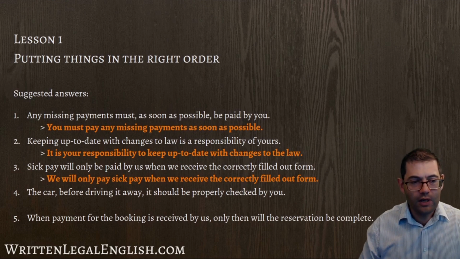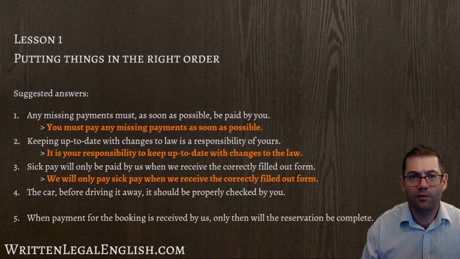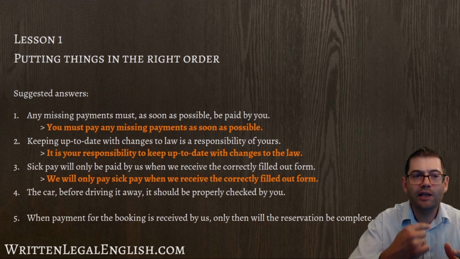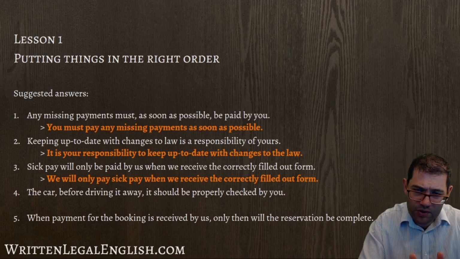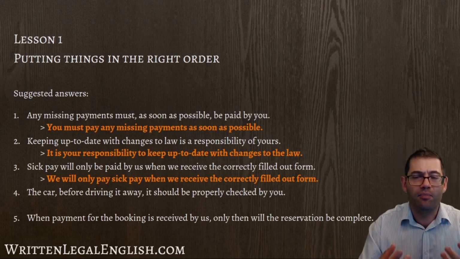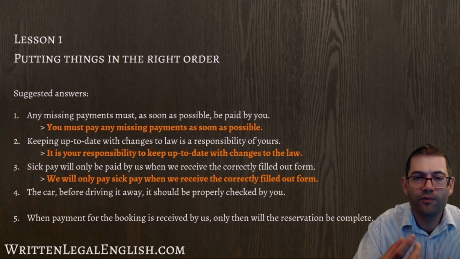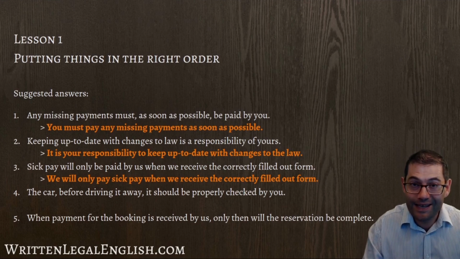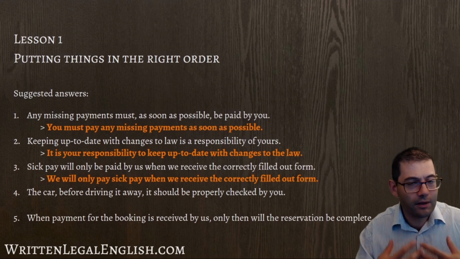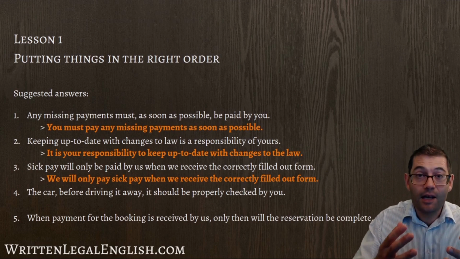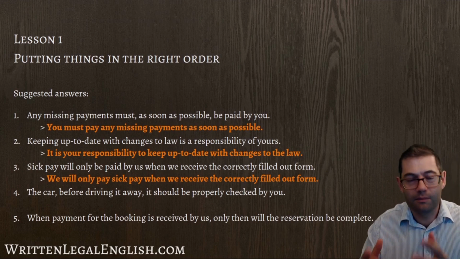For number 4, the car, before driving it away, it should be properly checked by you. Now, once again, just like question 1, we have that clause which stops the reader and then starts and then stops again. It actually stops the reader from reading. But then afterwards, you can probably see that there's a grammar mistake. You can see that it says it, and it shouldn't say it. So did I make a mistake?